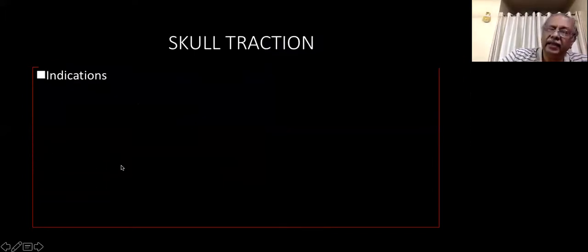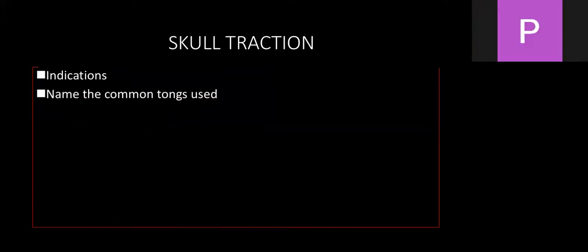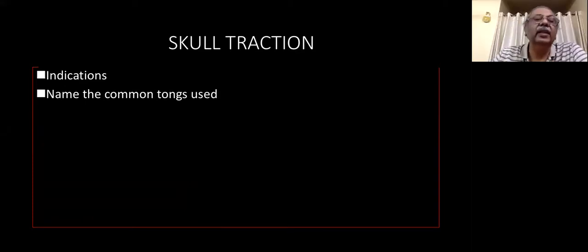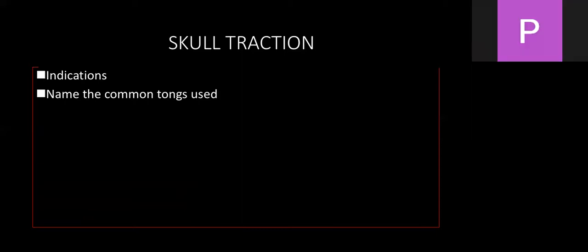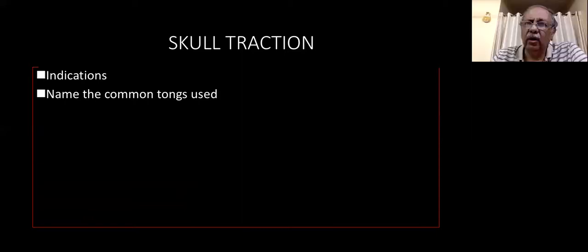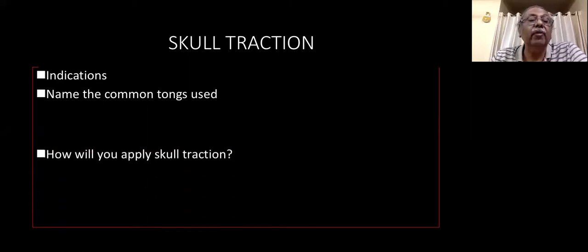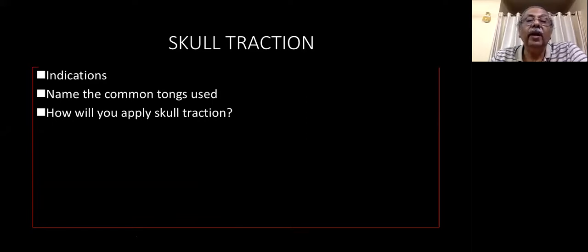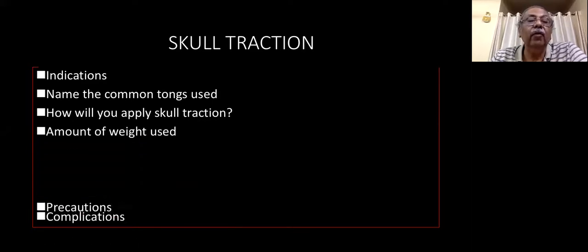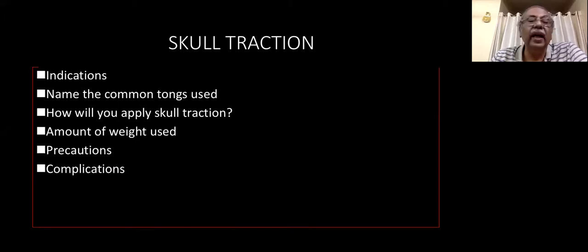Then skull traction. You will be taken to a bed where the patient is given a skull traction. You'll be asked to tell the indications of giving skull traction. It is usually given for cervical spine injuries. Then name the common tongs that are used. The common tongs are the Crutchfield tongs, the Gardner-Wells tongs, the cone tongs. So many are available. Each hospital may buy a different type of tong. Then how will you apply the skull traction? The amount of weight that is used, the precautions, and the complications.